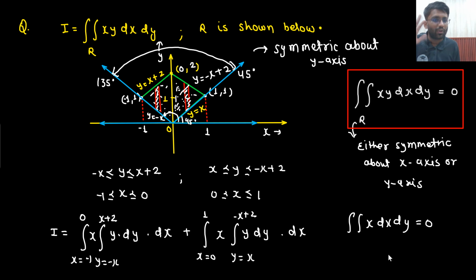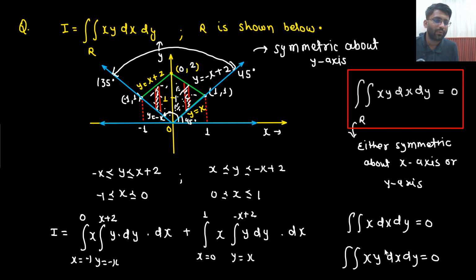Or any odd power you take. You take power 3, power 7, power 5, power 9. Any odd power you take, that will come out to be 0. Along with that, the integral of xy dx dy will also come out to be 0 only.